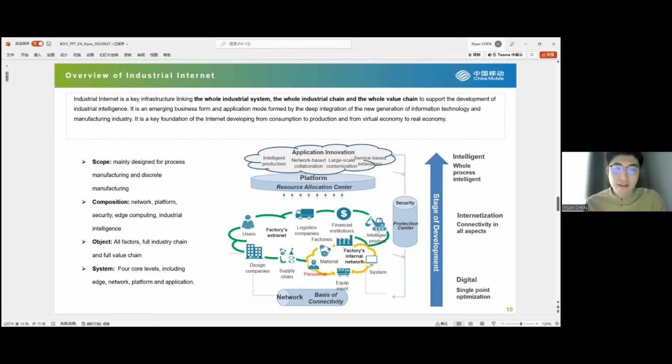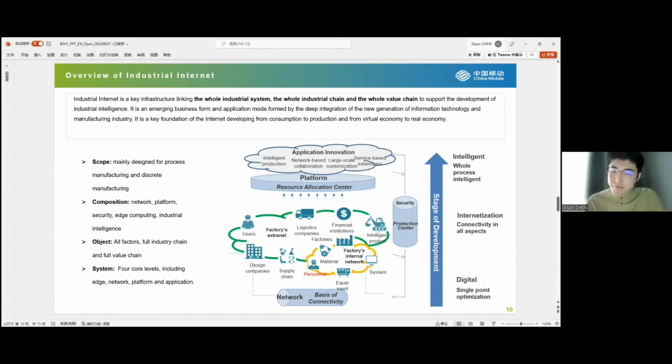And this is a key foundation of the internet developing from consumption to production and from virtual economy to real economy. So the scope of the industrial internet is mainly the design of process manufacturing and discrete manufacturing, and it is composed of the network, the platform, and the platform security, data security, edge computing, and industrial intelligence. The object of the industrial internet is the whole factors, for example, the full industrial chain and the full value chain. And the system is formed of 4 core levels, the same as the IoT systems, including the platform, the applications, the network, and edge computing.